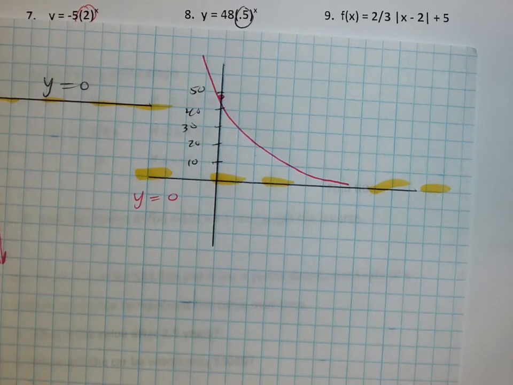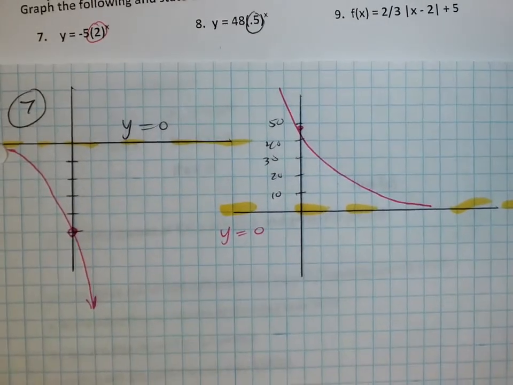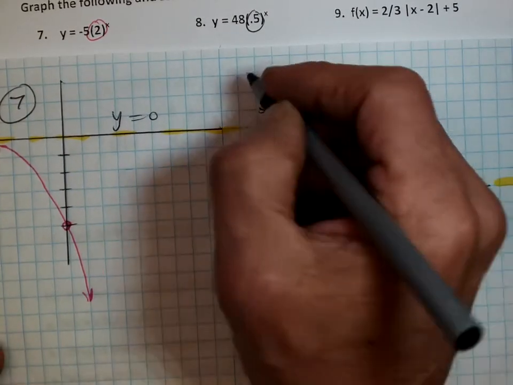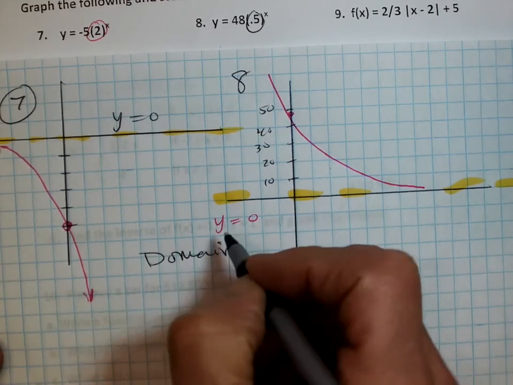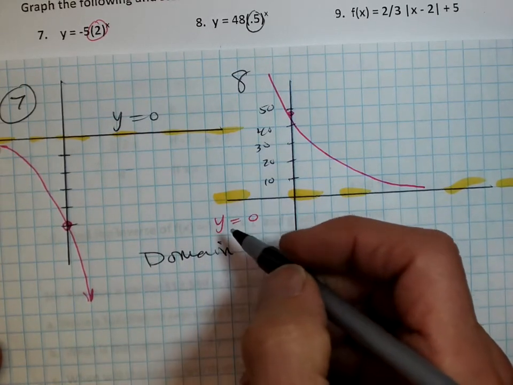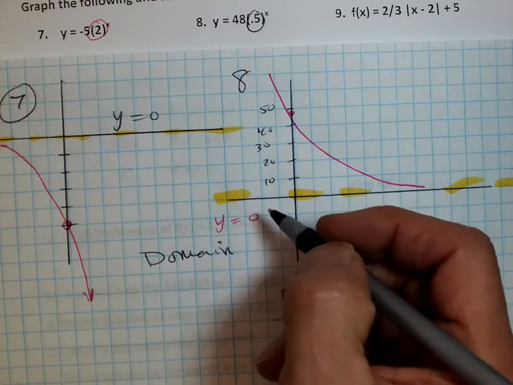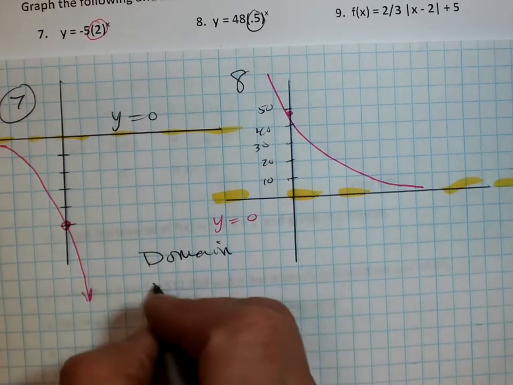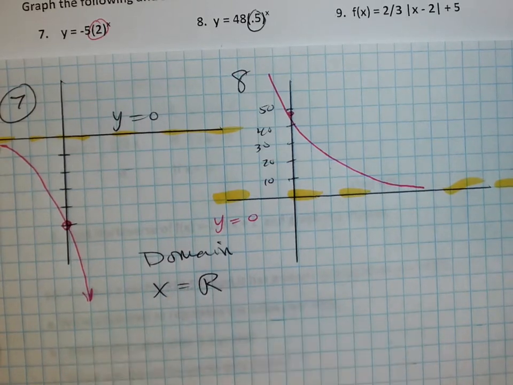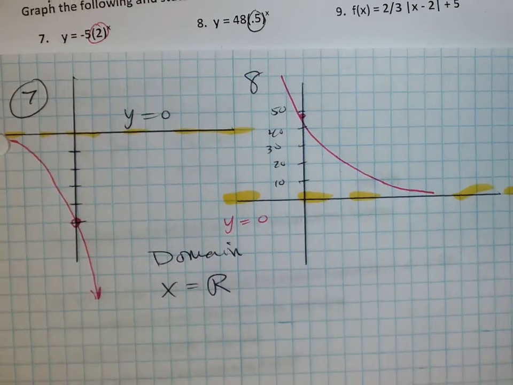All right, before I move on to number 9, tell me on both 7 and 8, what's the domain on both of these? Yeah, all real numbers. Every possible x is in the domain. How wide is this graph? It goes forever in both directions. So x equals all real numbers. Now what about the range?